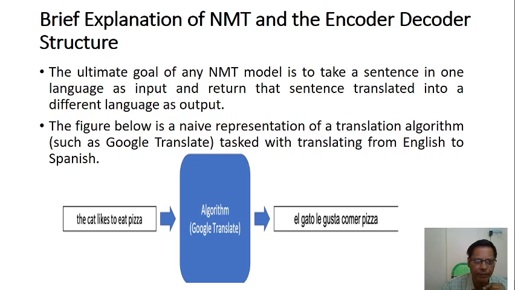Here we can see a brief expression of NMT. The ultimate goal of an NMT model is to take a sentence in one language as input and return that sentence translated into a different language. This algorithm, that is Google Translate or NMT, is transferring a word or a sentence from one language to another. Here we can see it is converting from English to French. Okay, so this is Google Translation or NMT.